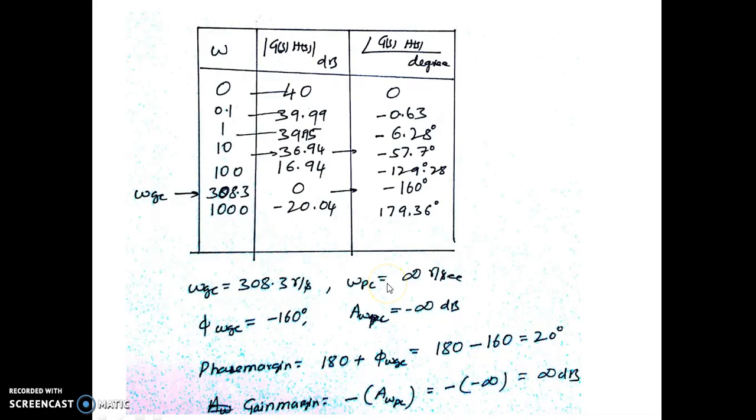Why omega PC was infinity is because we have only two poles. The frequency at which the phase crosses 180 degree would be infinite. So the corresponding phase at omega GC is minus 160 degree. We're going to have a phase margin of 20 degree and gain margin is infinite dB. Now the system is stable here.